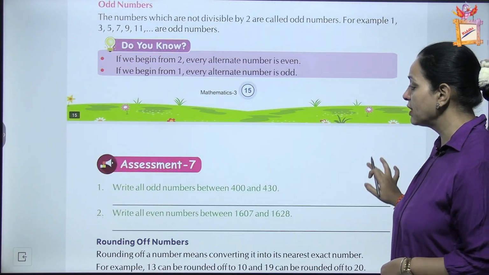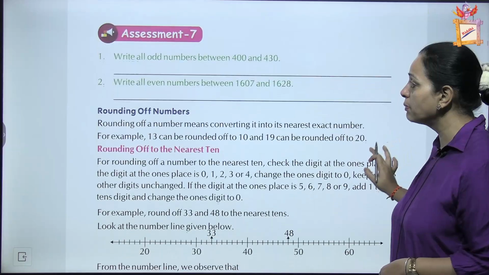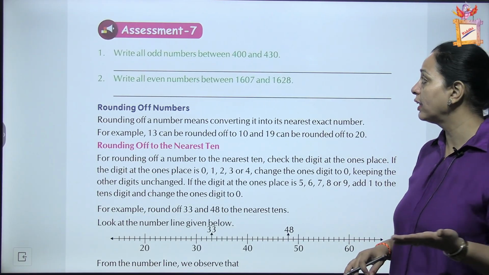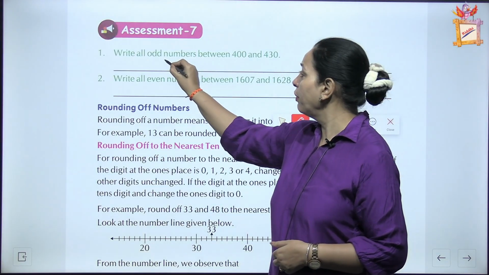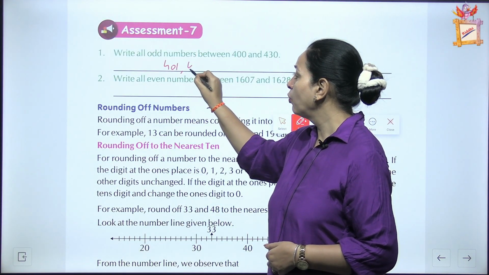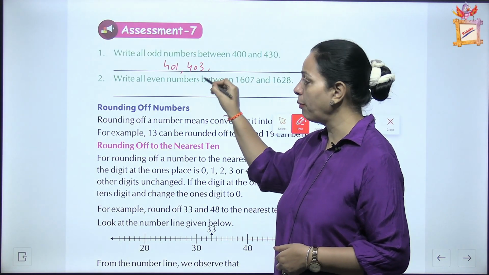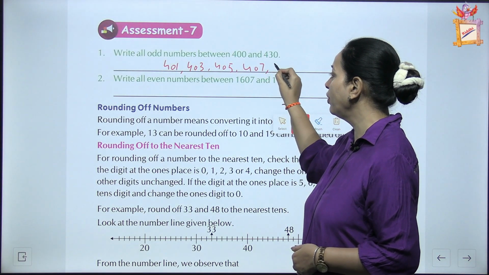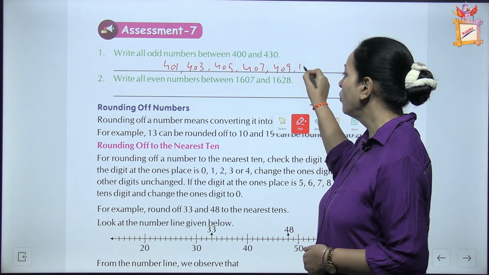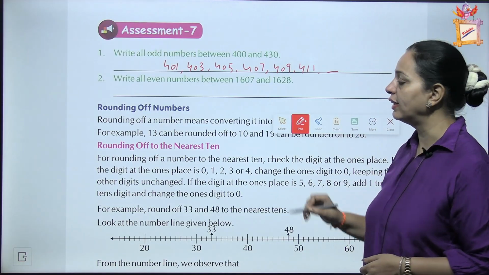Now see Assessment 7, write all odd numbers between 400 and 430. So after 400, 401, 403, alternate number, 405, 407, 409, 411, like this.